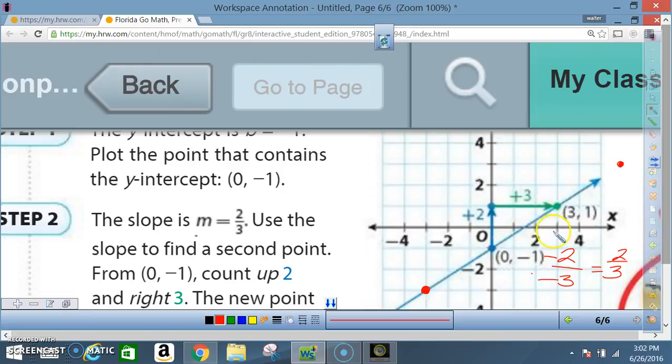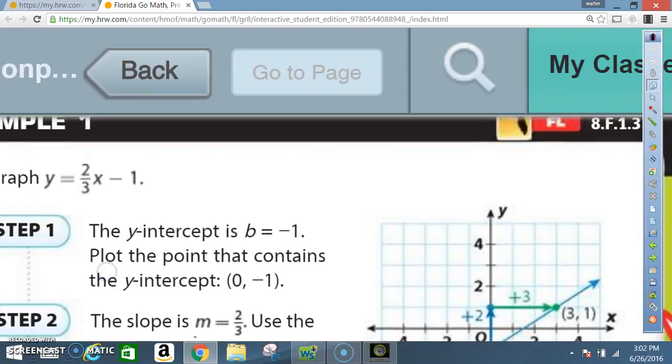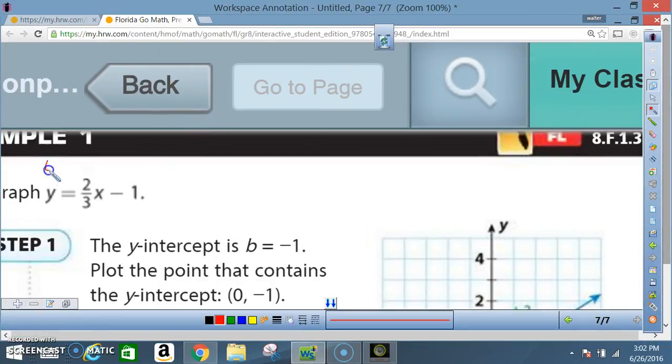All right, let's go through it once again. The first thing you graph is your y-intercept. All right, and what's your y-intercept? Your y-intercept is that -1. Don't forget, y equals mx plus b. That's your m, and that's your b. Your b is at -1.